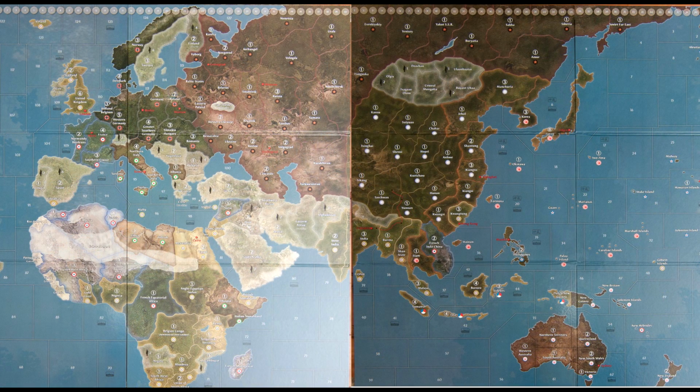Now, looking at the board, it can be a little bit overwhelming at first because there's so many different nations and you have no idea as to who's fighting who and what the general goal of the game is. But don't worry, it's simple enough. I'll run you through the context really quick.